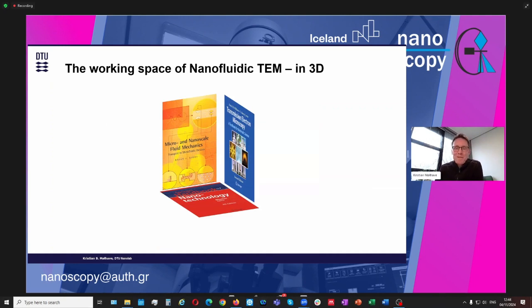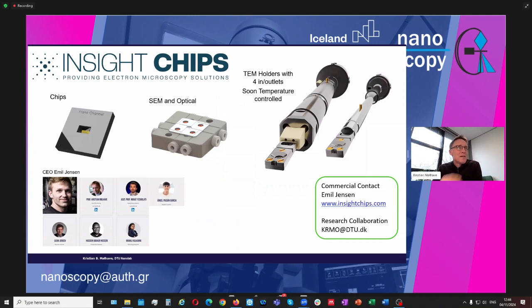And if I make it in 3 dimensions, well, my little research group can only do so much of this vast space of possibilities. So some years ago, I thought maybe we should be more than just me working on the nanochannels. And we formed a company with Emil, who was doing his master's project in the group back then, but he's now the CEO of a nicely growing startup company. And in the company Inside Chips, we make the chips with the nanochannels. We make systems you can fit into an SEM or in an optical system. And then we also make TEM holders for all types of TEMs. So if you want to try out the chips, you can contact me or Emil.